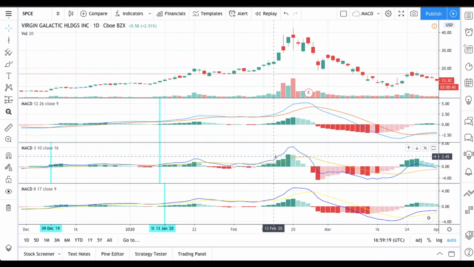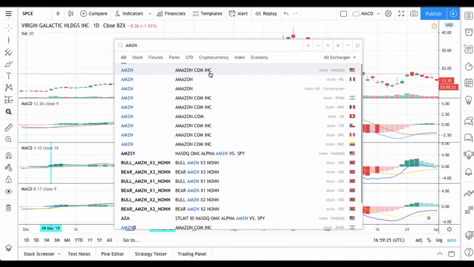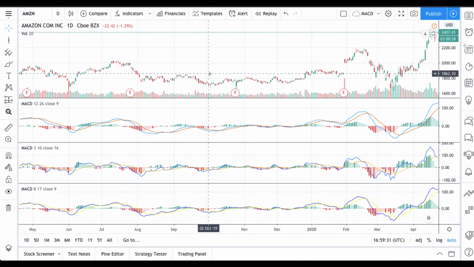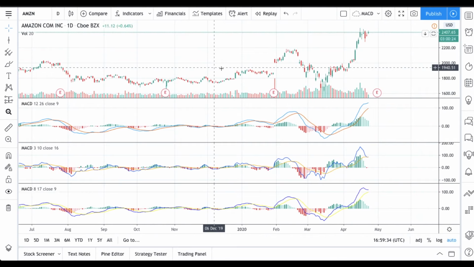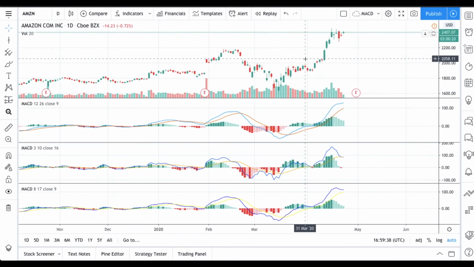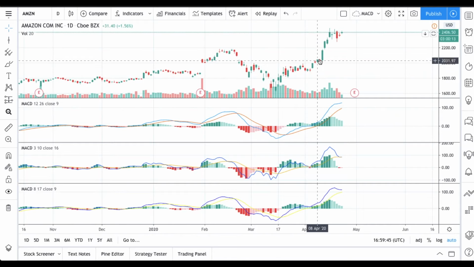Let's have a look at, what else can we have a look at? Let's maybe have a look at Amazon. Let's see if we can find an uptrend on Amazon that we can look at. Let's scroll out here. Okay, so let's have a look here. Even in these times of COVID, we have this setup here. Okay, so if an upward trend was beginning right around here, where our settings tell us to get in.